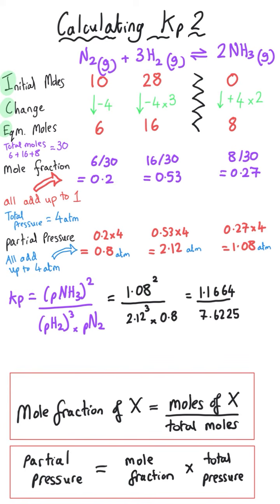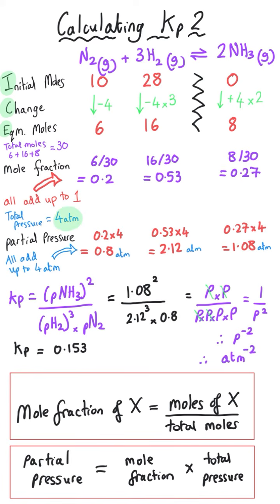In terms of the units, just a quick refresher, we've got 2 pressure terms on the top, 4 pressure terms on the bottom, and so that will then cancel down to 1 divided by pressure squared. And so that means when we bring the pressure terms up to the top, we've got pressure to the power of -2, which is atmospheres to the -2. So our value of Kp is 0.153 atmospheres to the -2.